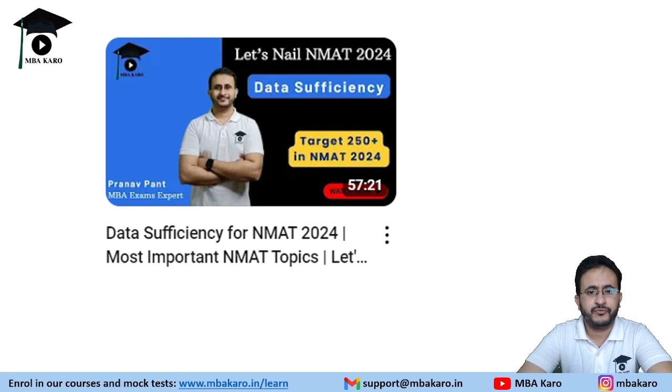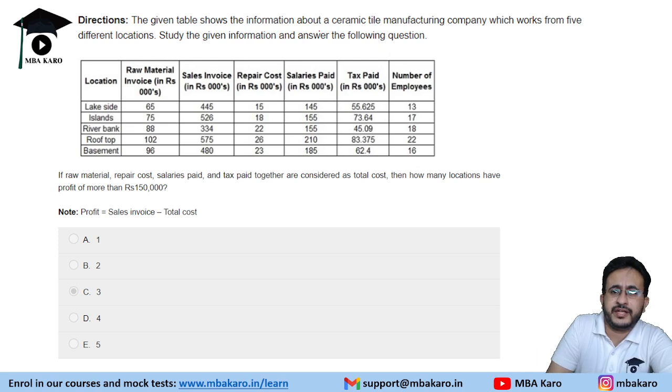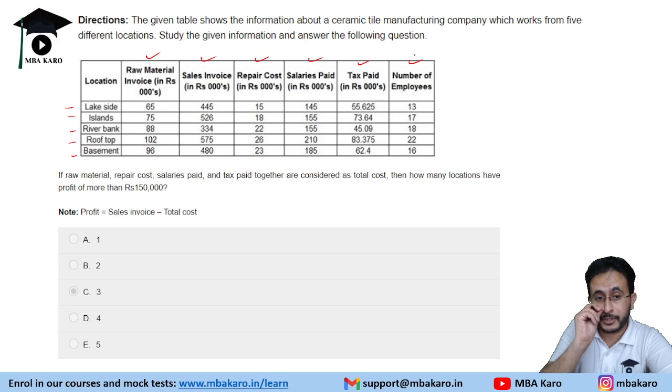So now let's move on to the next set, which is a data interpretation set. It says the table shows the information about a ceramic tile manufacturing company which works from 5 different locations. These are the 5 locations, and the columns are raw material, sales invoice, repair cost, salaries paid, tax paid, and number of employees.